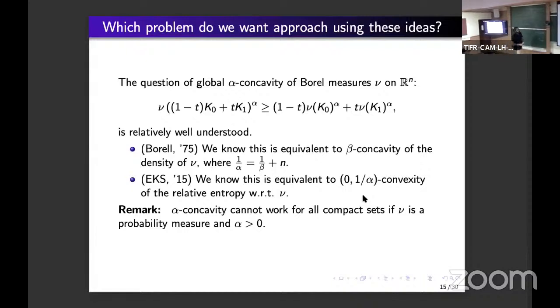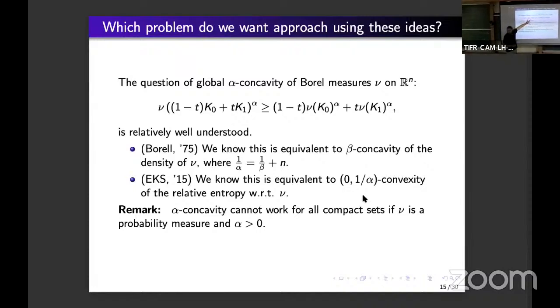So if you take K0 to be something with positive measure, and take K1 to be some singleton, and send this singleton to infinity, this will get dragged to areas with very low probabilities. This is 0 and this is positive, so it cannot happen.